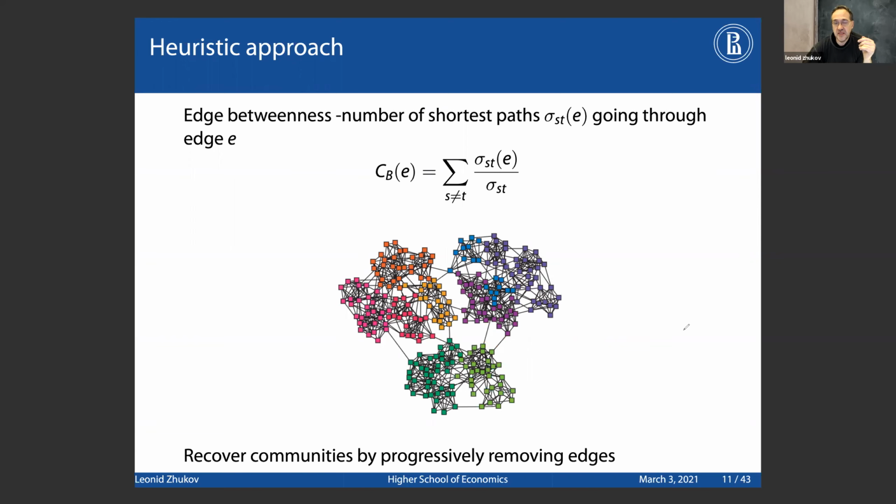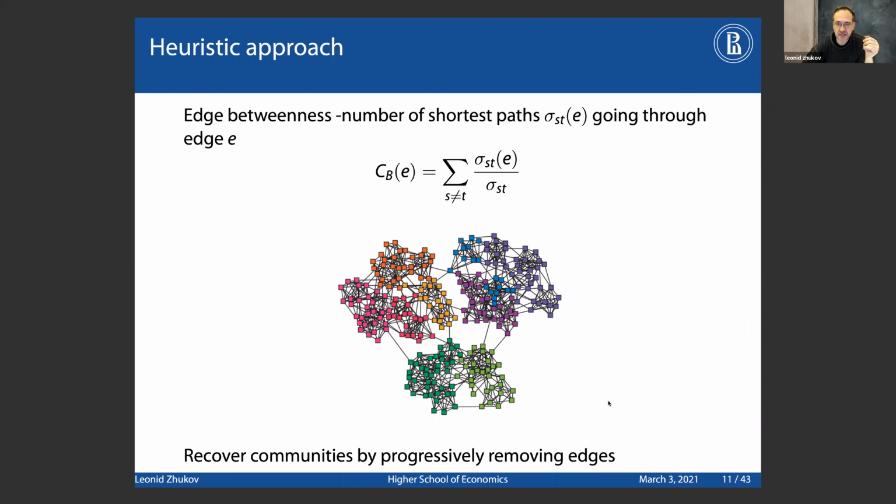You define this edge betweenness, and then you start iteratively removing those edges that have the largest number of shortest paths going through them, because they are bridges. The idea is that if you remove them, that would be the best way to split the graph into pieces. Does that make sense?